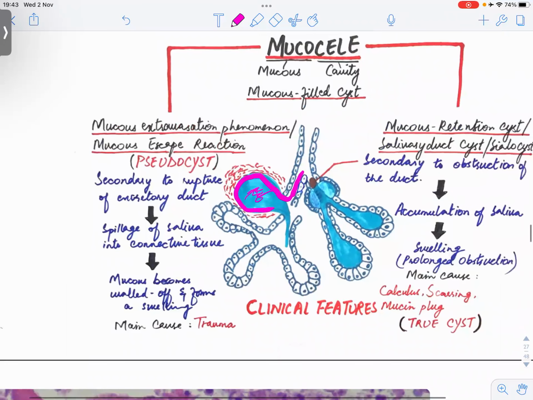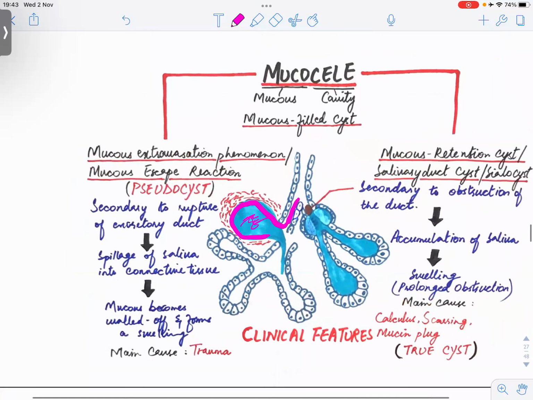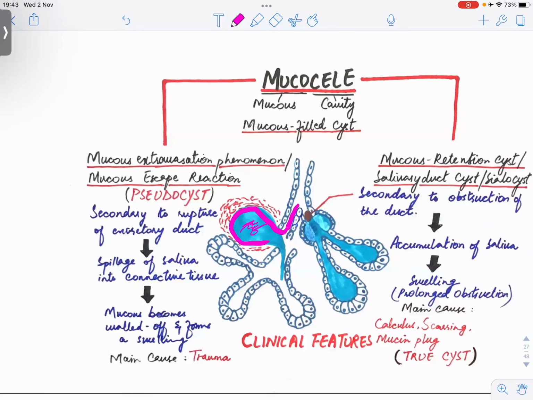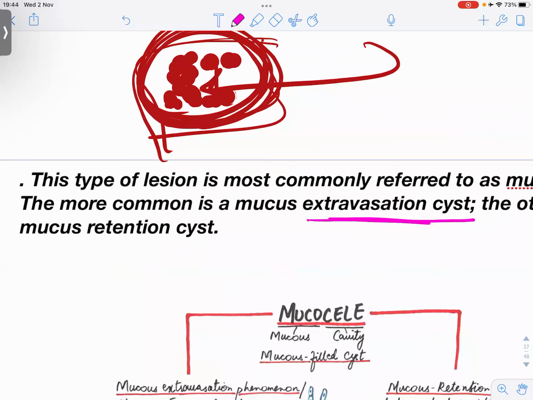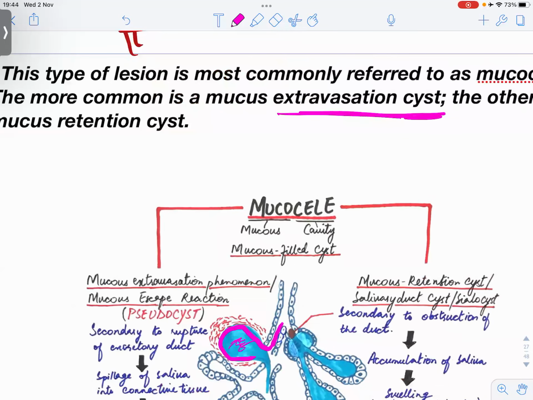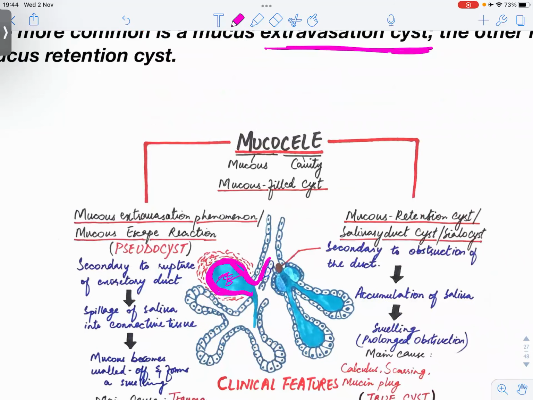So this type of mucocele is called extravasation cyst. Cyst means, as we said before, accumulation of water under the tissue. So here the water will go under the connective tissue inside your oral cavity, because the water escapes from the mucus gland. So it forms a cyst.